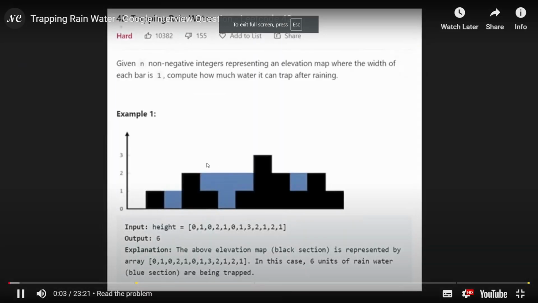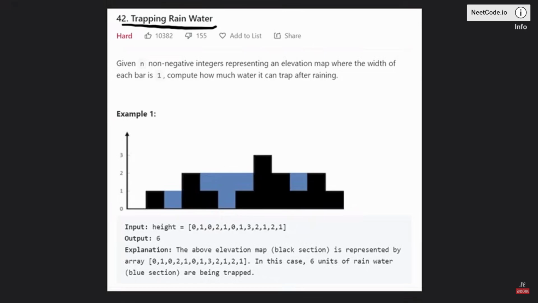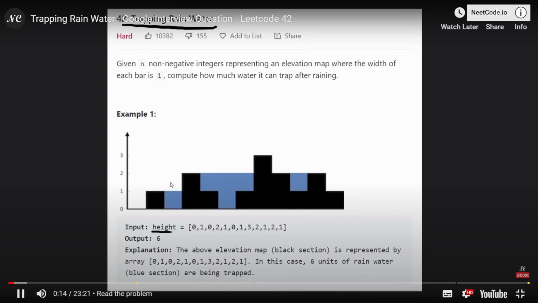So it's been a while for me, sorry I've been pretty busy, but let's today solve LeetCode 42, trapping rainwater. We're given an integer array representing the heights of certain elevations. So it's a one-dimensional array.